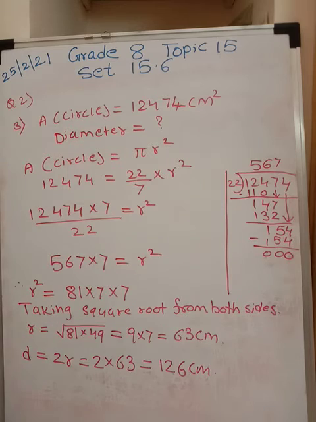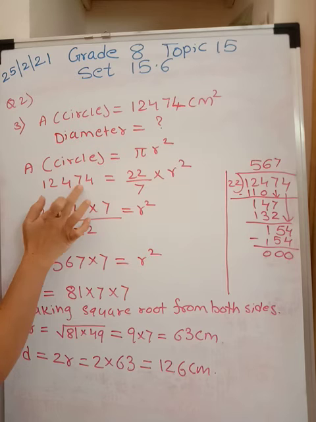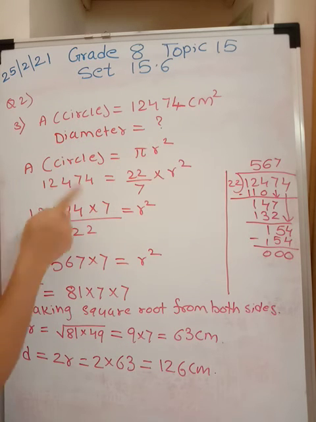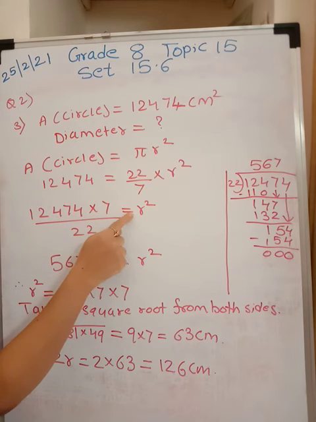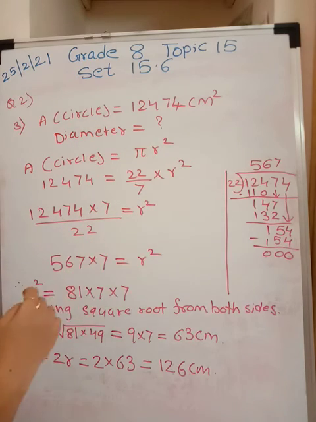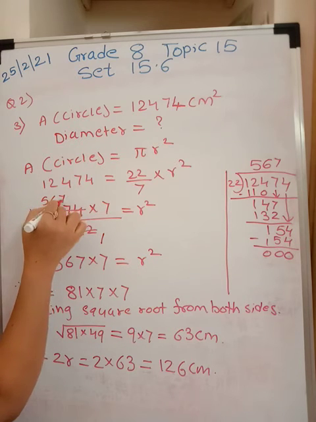Area is given as 12,474. So 12,474 is equal to pi into r square. Again shifting this side, we get 12,474 into 7 upon 22 is equal to r square. Divide only this number by 22, you get 567. Division I have done over here. So 22 ones are, and this is 22 567s are.